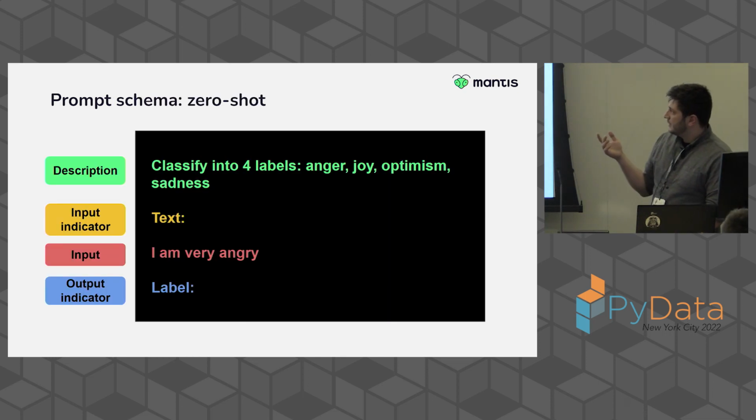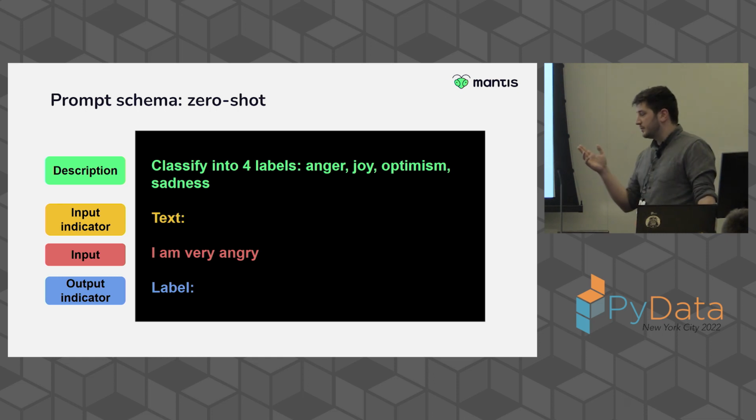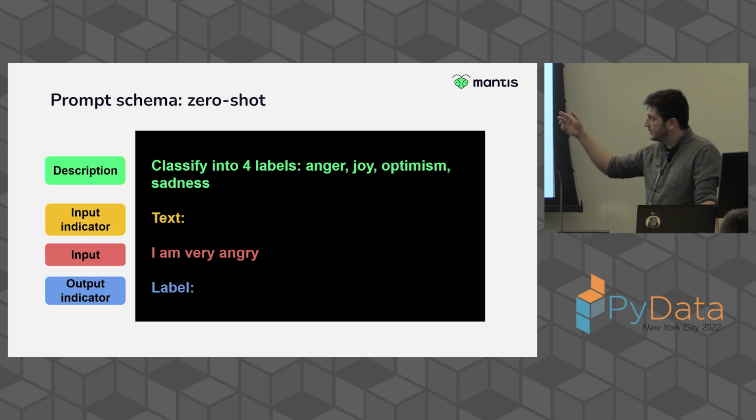So how do you actually construct the prompts? Usually follow some kind of schema similar to this. At first, you need to describe the task that you're trying to solve, right? You see it in green. For example, this is the very simplest case we used in one of the tasks we tested, text classification. So you just say, classify into 4 labels: anger, joy, optimism, sadness. It's very good to have some kind of input indicator, in this case, text. The input itself, whatever it is, and an output indicator again. It's good in general to keep them separate and clean.